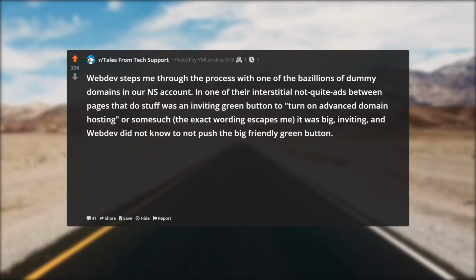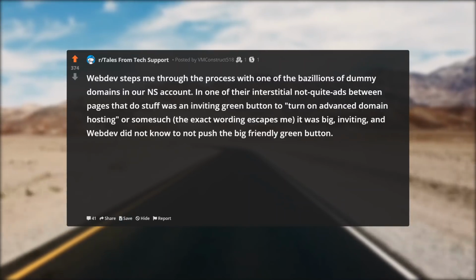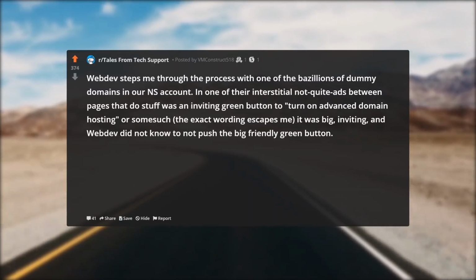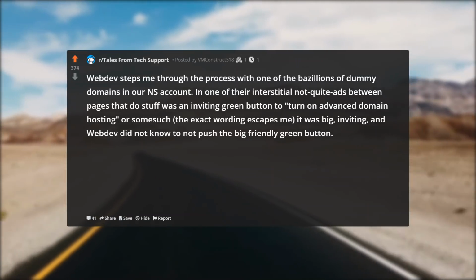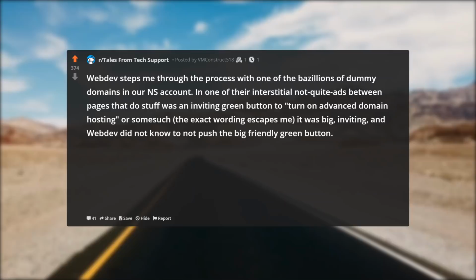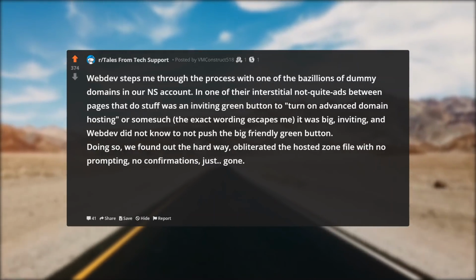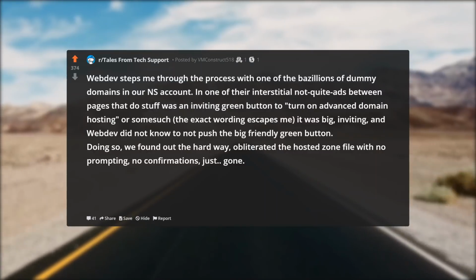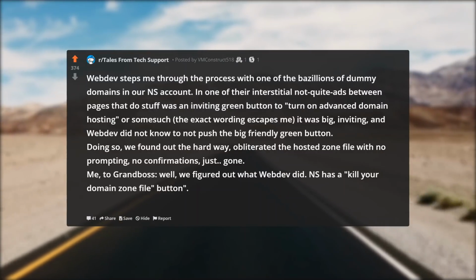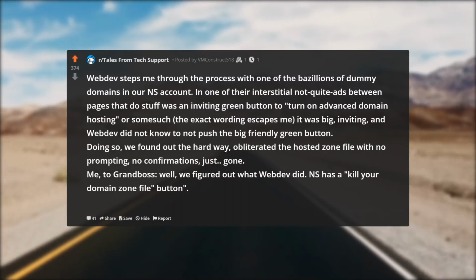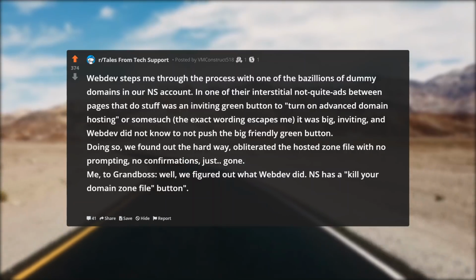In one of their interstitial not quite ads between pages that do stuff was an inviting green button to turn on advanced domain hosting or some such, the exact wording escapes me. It was big, inviting, and WebDev did not know to not push the big friendly green button. Doing so, we found out the hard way, obliterated the hosted zone file with no prompting, no confirmations, just gone. Me to Grandboss: Well, we figured out what WebDev did. NS has a kill your domain zone file button.